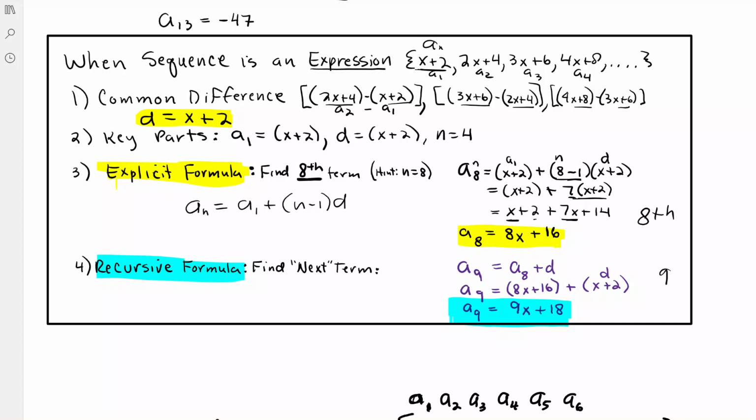To find the 9th term, you use the recursive, which is the previous term plus the common difference. So remember, a sub 9 is a sub 8 plus d. So the previous term was 8x plus 16. That was the 8th term, plus the common difference. A sub 9, or the 9th term, is 9x plus 18.